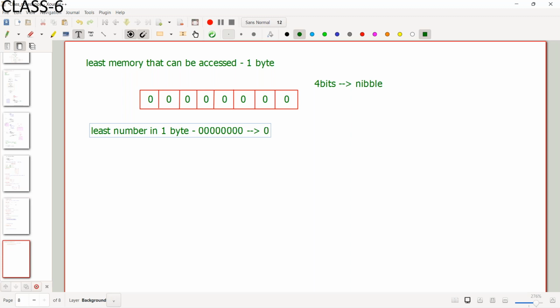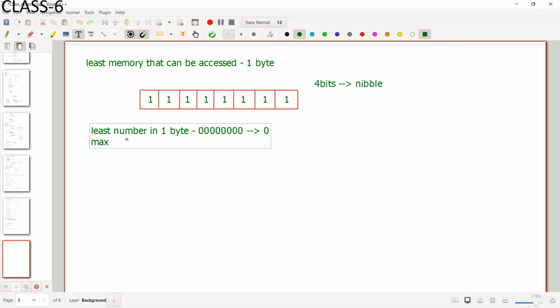And when it comes to the maximum number that I can store in 1 byte, it will be all ones, isn't it? So in place of all the zeros, if I keep all ones, then what is that number? Here you have to go with binary to decimal conversion. So convert it to decimal and tell me which is that number. Which is that number? 255.